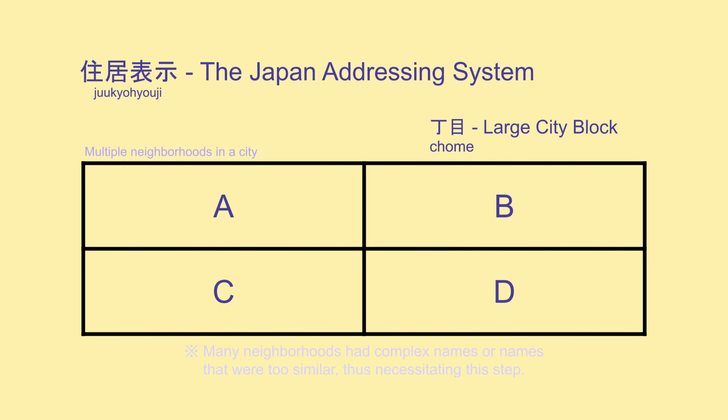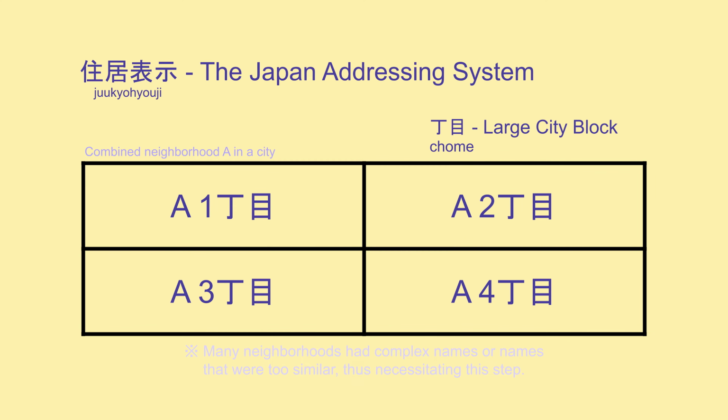The first thing this new system did was merge many neighborhoods within cities and towns and then split them into Chome, or large blocks. Bringing out my spreadsheet skills again, we had neighborhoods A, B, C, and D. Let's say that this new neighborhood became neighborhood A for simplicity. This new neighborhood was cut into easily manageable pieces called Chome, based on geographic and historical lines.